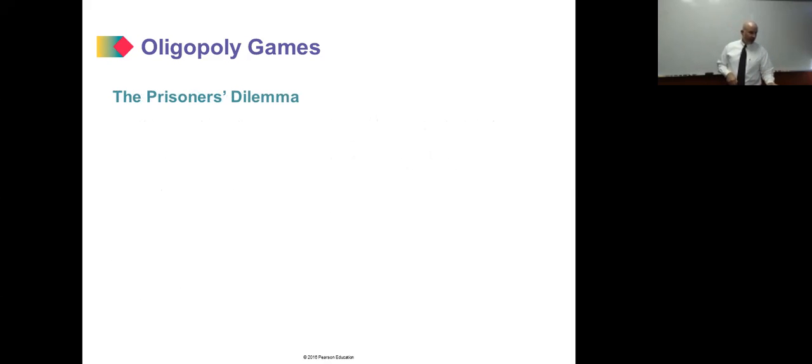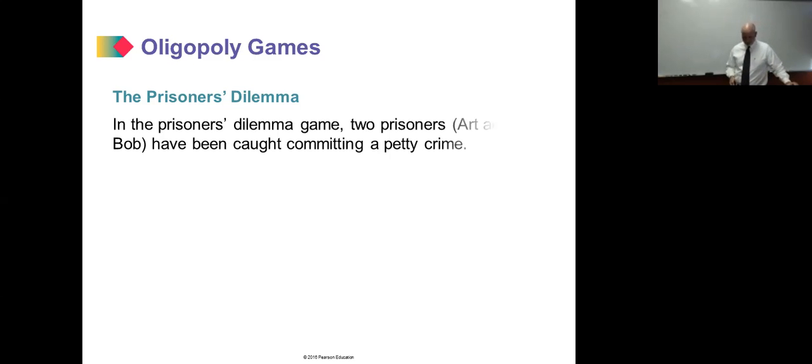First game I'm going to introduce to you is called the prisoner's dilemma. And remember, when we go through this, it is going to shape how decisions are made. Remember, it's a strategic planning exercise. So in the prisoner's dilemma, we're going to have 2 prisoners named Art and Bob. Both have been caught committing a petty crime.